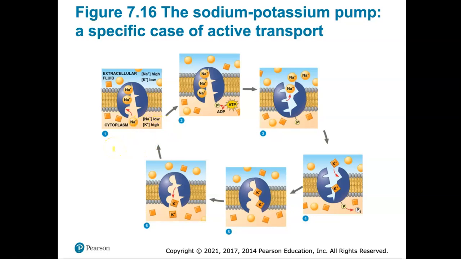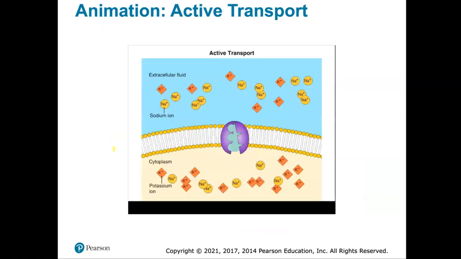So the sodium-potassium pump builds up a high concentration of sodium in the extracellular fluid and a high concentration of potassium in the intracellular fluid inside the cell. And I would watch this animation. This is an animation on active transport, slide 77. And we're going to stop here. I will begin the next recording with slide 78.